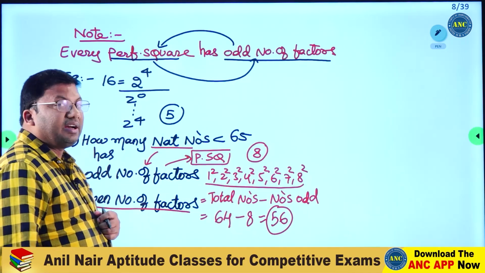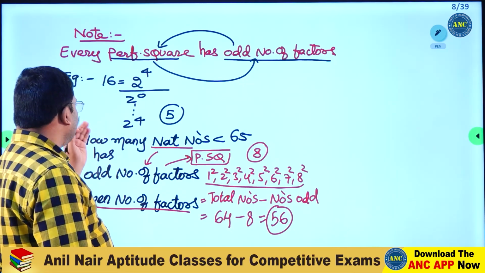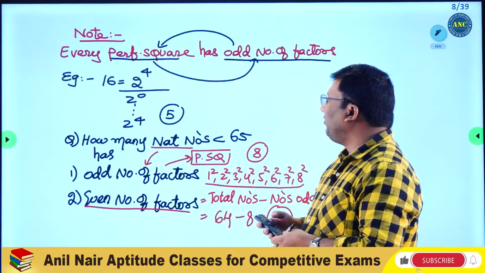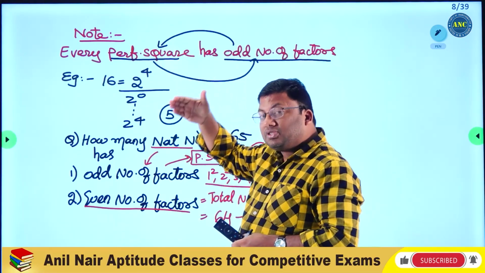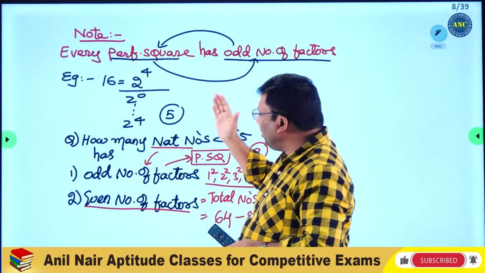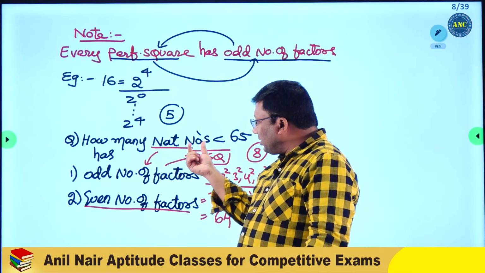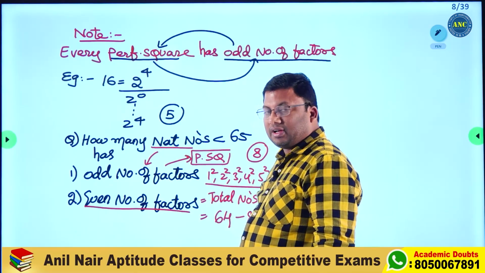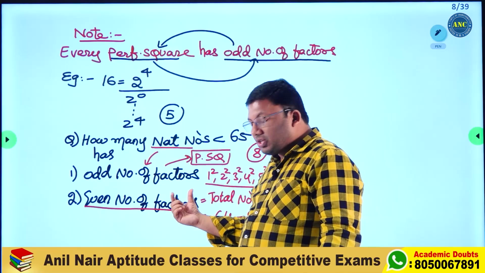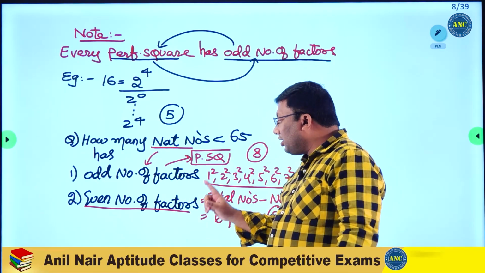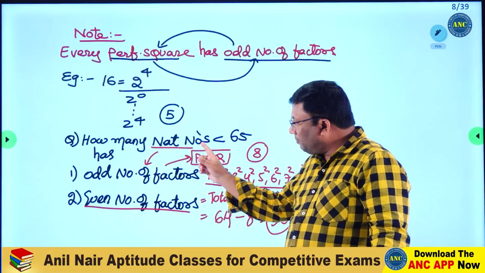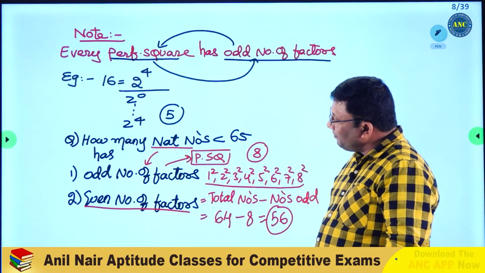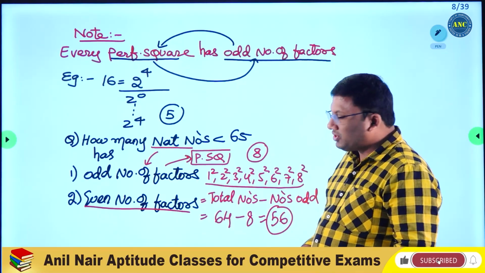Every perfect square has an odd number of factors. 16 is 2 power 4. From 0 to 4, there will be 5 factors. That is the reason: from 0 to an even number will be an odd number. Any natural number which has an odd number of factors is a perfect square. Any natural number which has an even number of factors is a non-perfect square. Total numbers minus the numbers which are perfect squares are the non-perfect squares. I hope this question is clear.